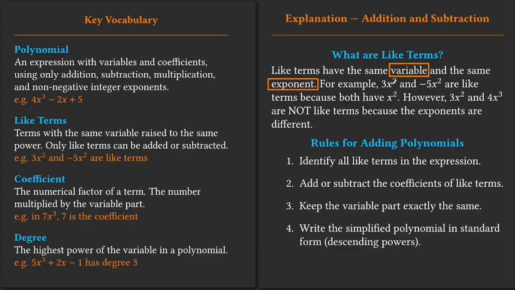So for instance, if we have 3x squared, over here you realize that your variable is what? x. And then that of negative 5x squared, the variable here is also x. They both have the same variable, and the exponent, this is 2 and this on the other hand is 2. Since the variables are the same and the exponents are also the same, then we can say they are like terms.